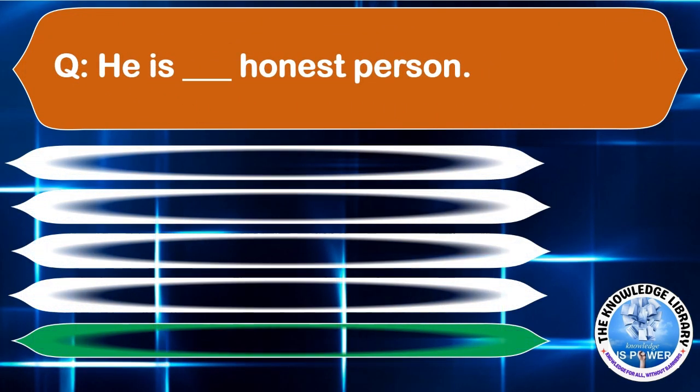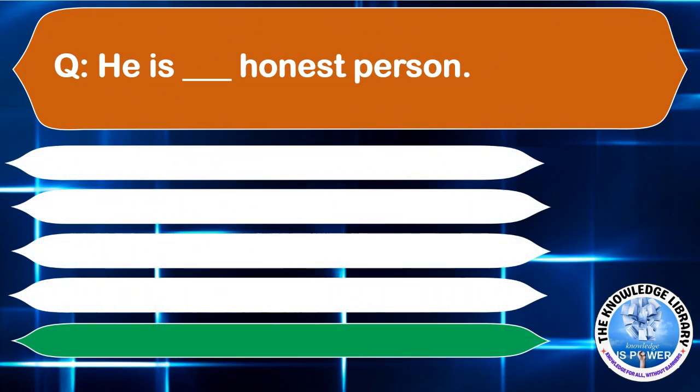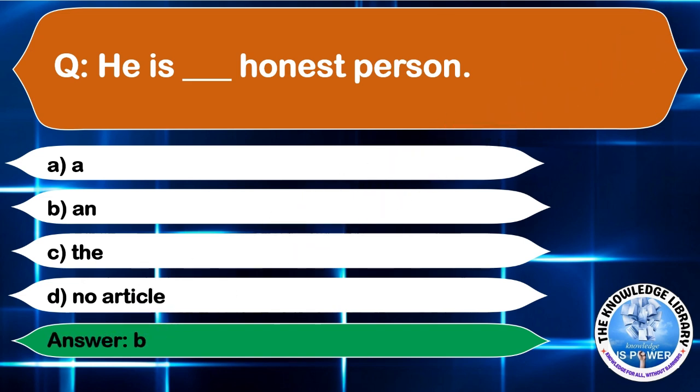He is dash an honest person. Option A. Option B, an. Option C, the. Option D, no article. The correct answer is option B, an. Moving to the next question.